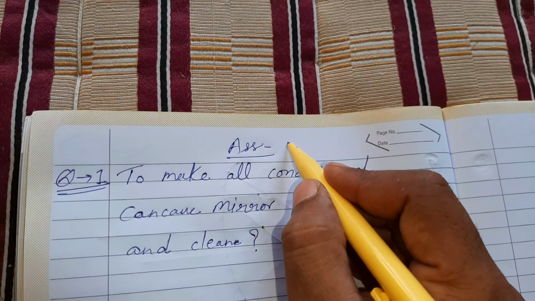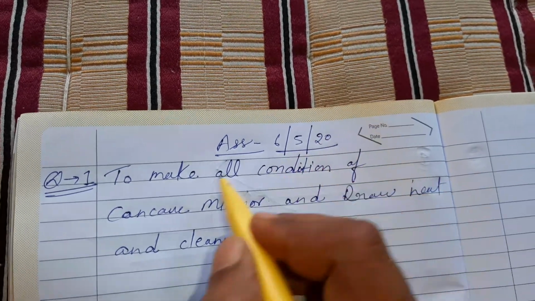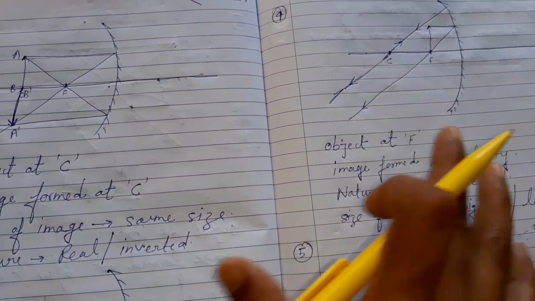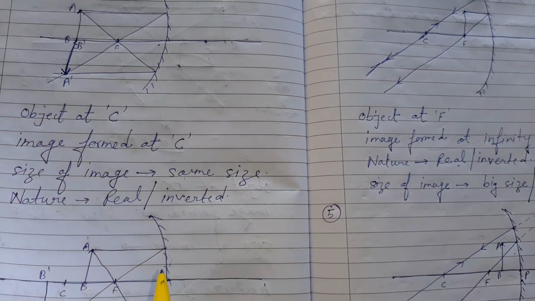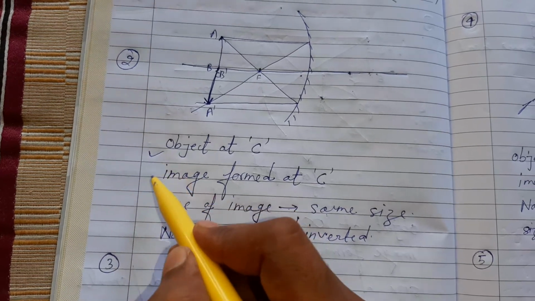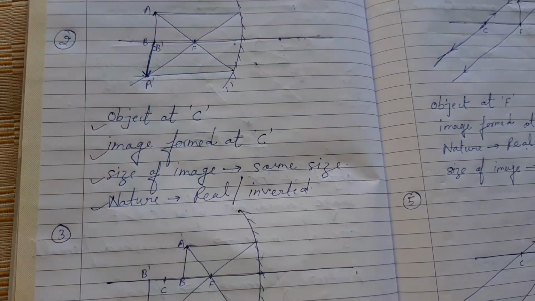Today's date is 6/5/2020. For today's assignment, you make all these diagrams and you have to write all these conditions. Okay, thank you.